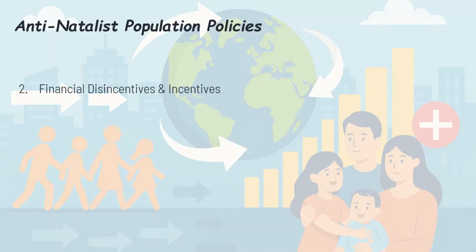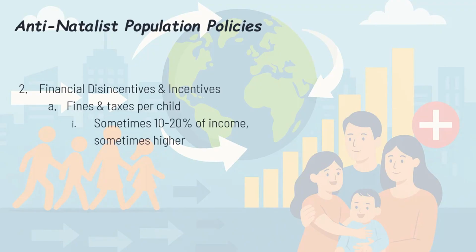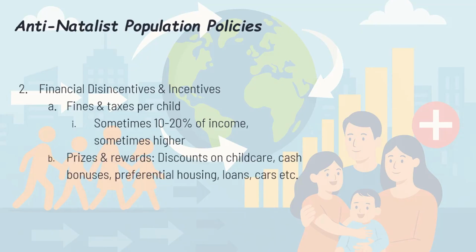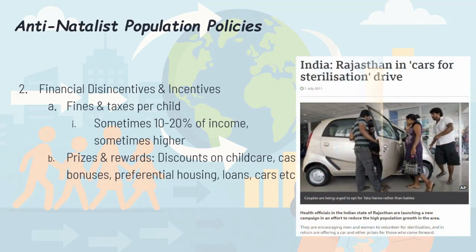So this next part is where things get a little spicy because not all anti-natalist policies rely on friendly posters and positive messaging. Some governments went full tough love mode. One approach was financial disincentives, where basically, if you had too many kids, you paid the price. Literally, in some places, families were taxed for each additional child. And we're not talking pocket change either. Sometimes these fines were 10 to 20% of a family's income. Imagine losing that much money every month just because your family was a little too squad heavy.